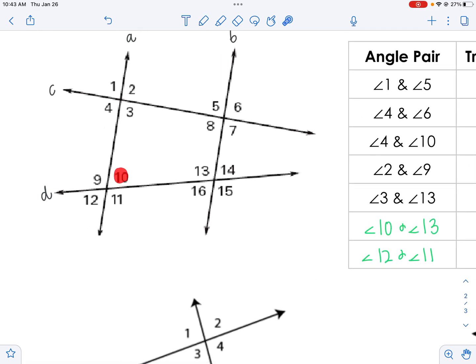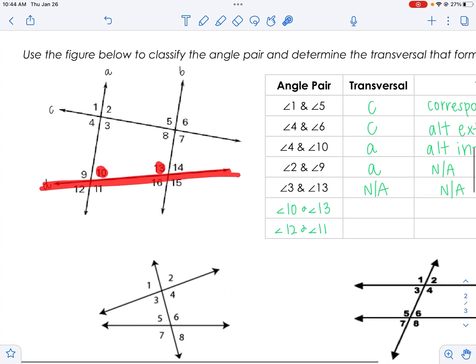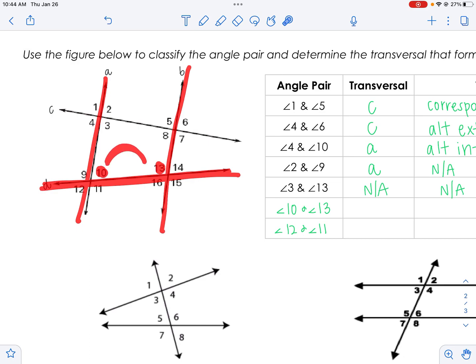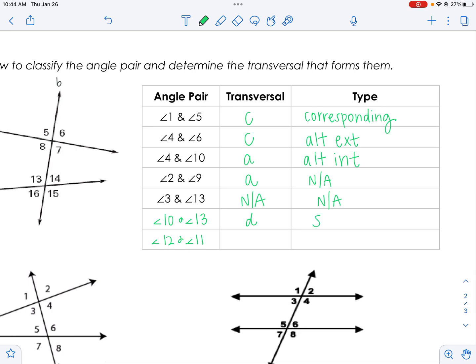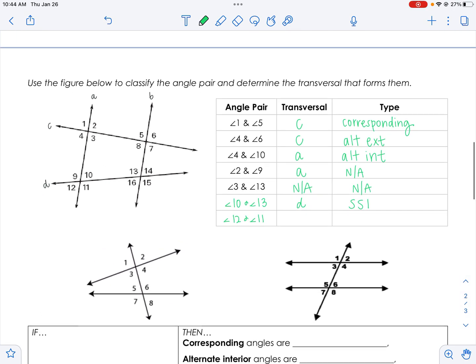Now if we take a look at 10 and 13, that transversal would be line D. And so if I look at it that way, I notice that 10 and 13 are both on the inside on the same side. So D is that transversal, and those are going to be same side interior, and I'm going to write SSI for short.